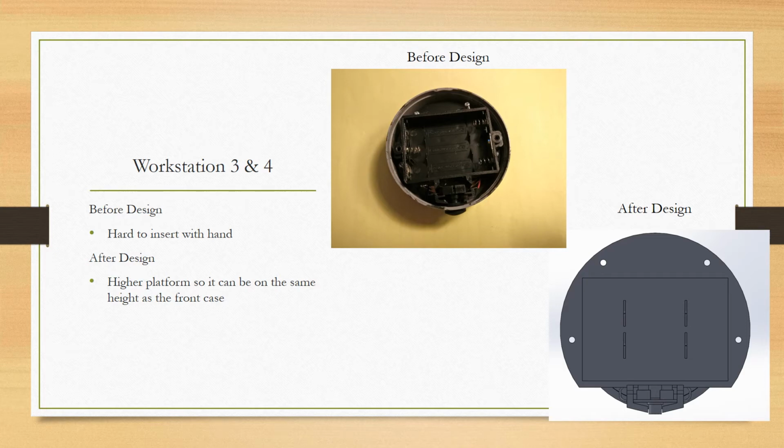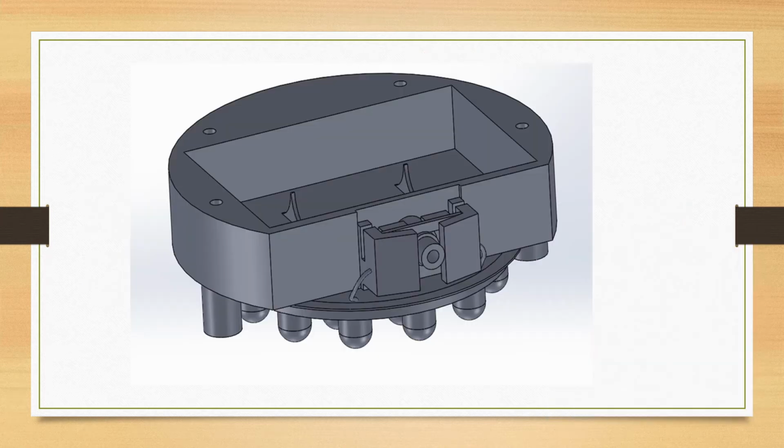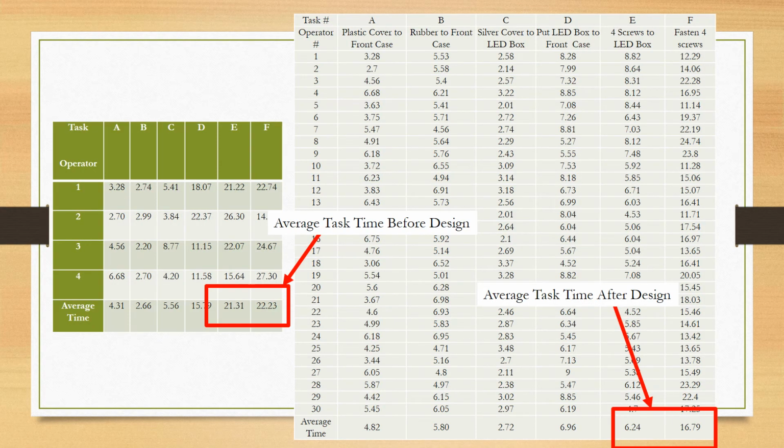The picture on the left is our original design. In order to insert the battery box into the front case, we have to reach in with our hands. By raising the platform, we can eliminate the issue. Also, the screw can be easily fastened with this method. Here is our revised design model. Here is also our 30 sample data, which shows the time reduction from the old design to our new design.